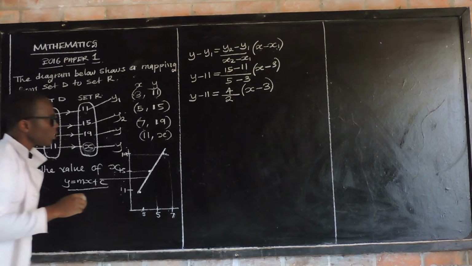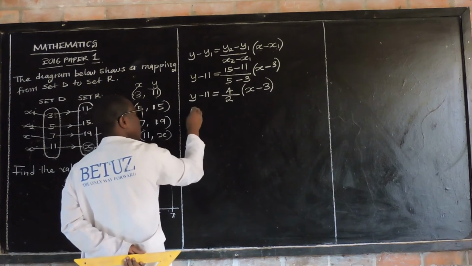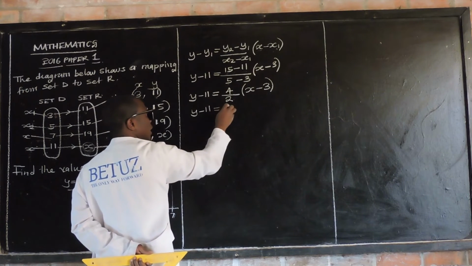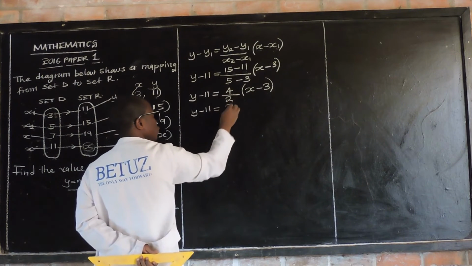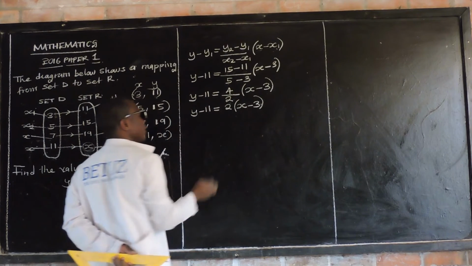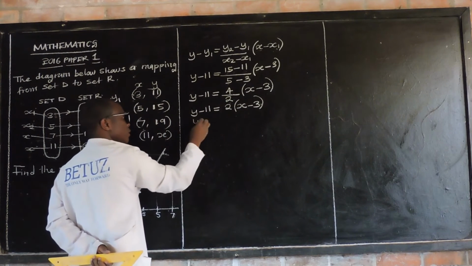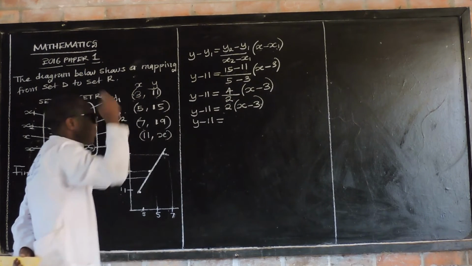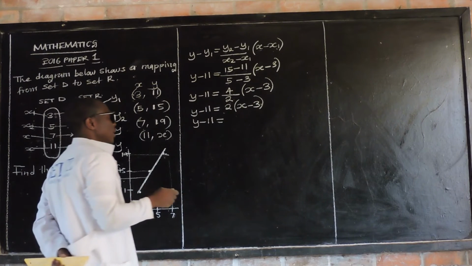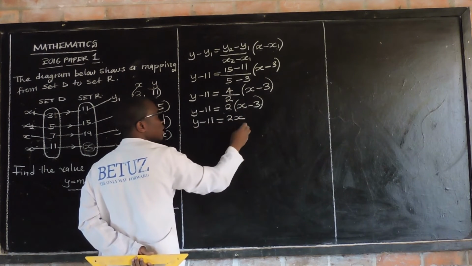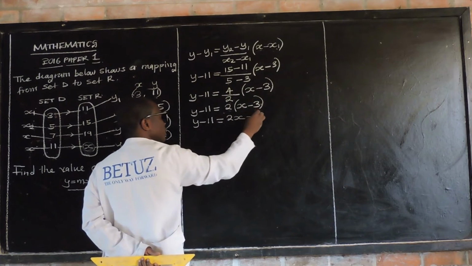Then you can move on. We maintain our y minus 11, which is equal to 2 into 4, you get 2. Open up the brackets, x minus 3. Then you maintain y minus 11 is equal to, you can expand by multiplying what is outside by what is inside. So 2 times x, you get 2x minus 2 times 3, you get what?